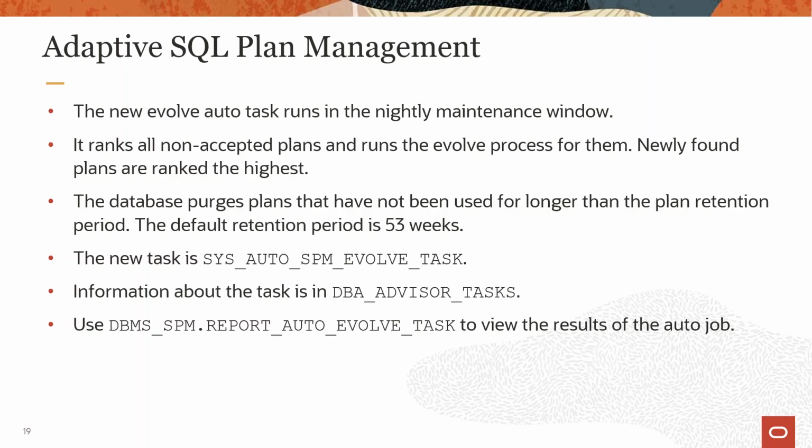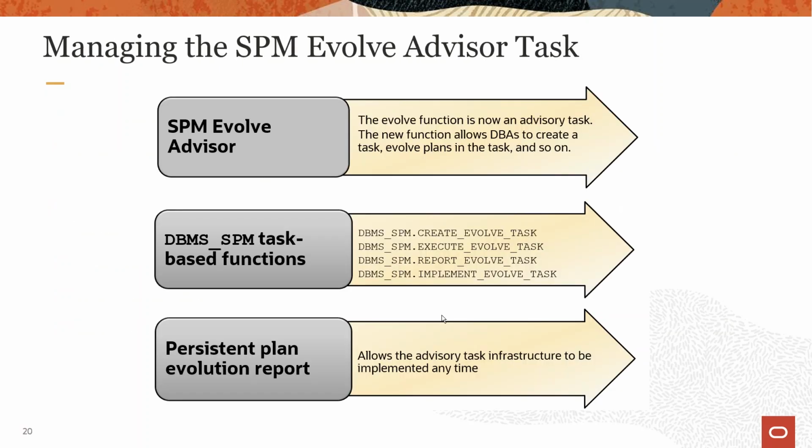You also have the possibility to have this evolve auto task run on a more regular basis, and not by default once a day. This is the so-called automatic plan evolution task. You can change it from a nightly maintenance task to a job that is launched on a more frequent basis.